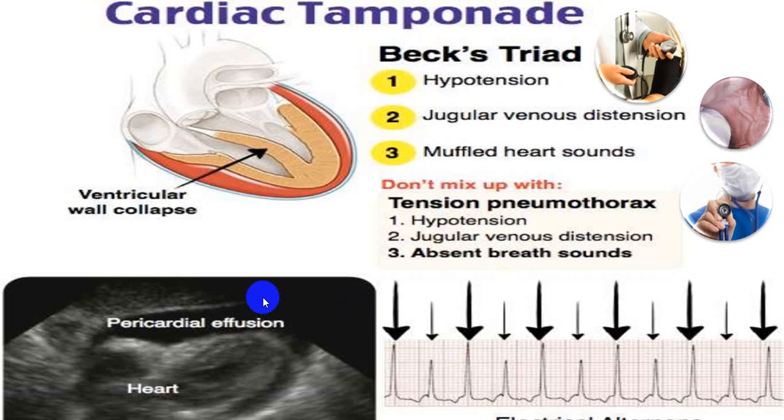On echo, you will be able to demonstrate in cardiac tamponade pericardial effusion, and the movement of the ventricle will be abnormal because the ventricle will not be able to fill during diastole. You can demonstrate that very easily in echocardiography, and in ECG you will get low voltage with electrical alternans, that is, alternate beats of different voltage, which is characteristic of cardiac tamponade.